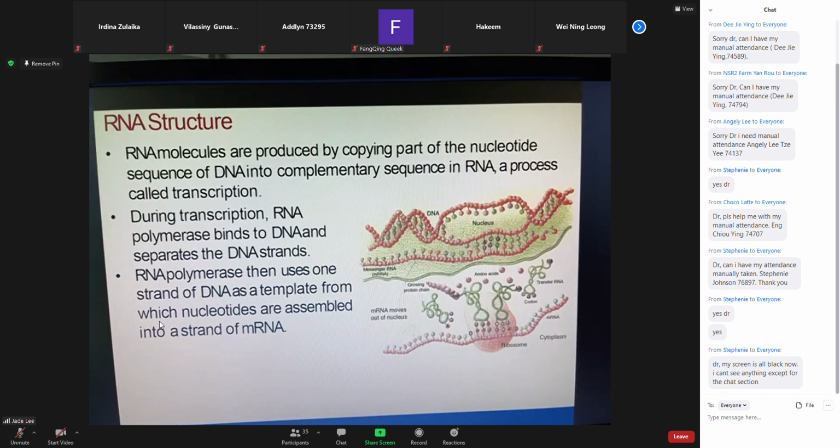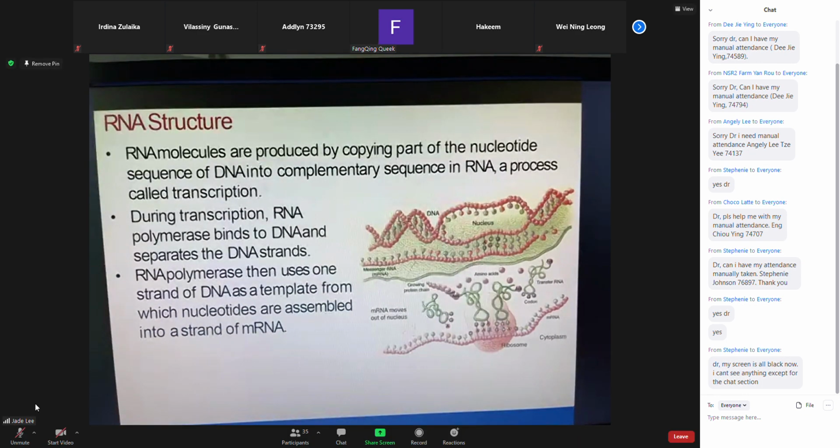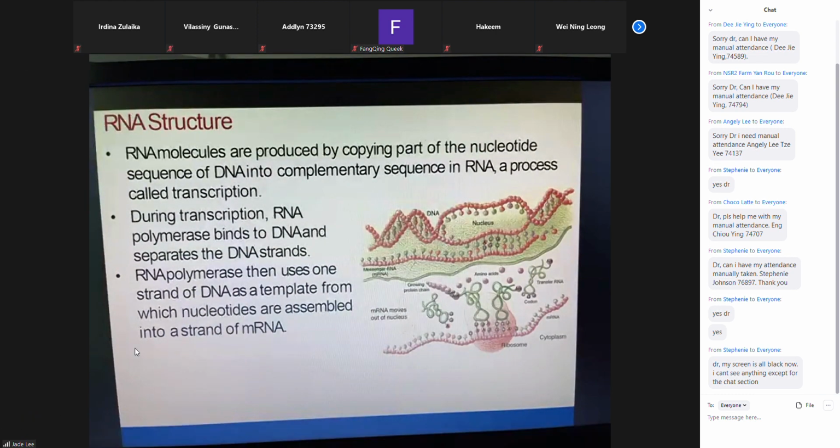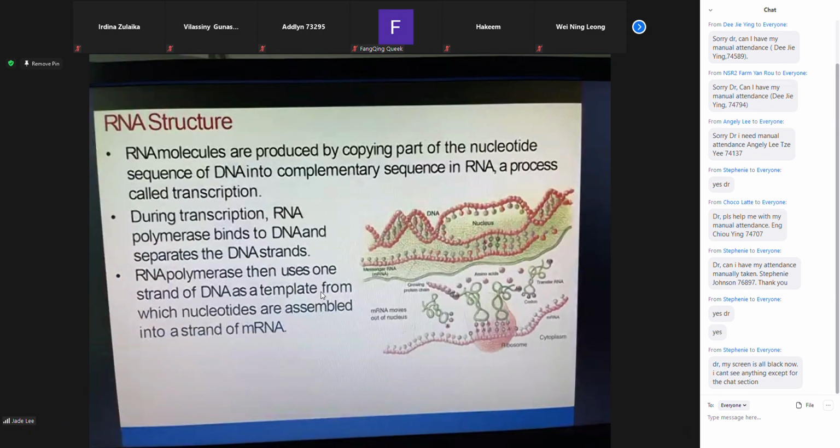So in protein synthesis, we have three main processes, which are replication, transcription, and translation. Right? Transcription and replication take place in the nucleus, whereas translation takes place in the cytoplasm. This one you must remember. A lot of people don't remember, they don't understand this.